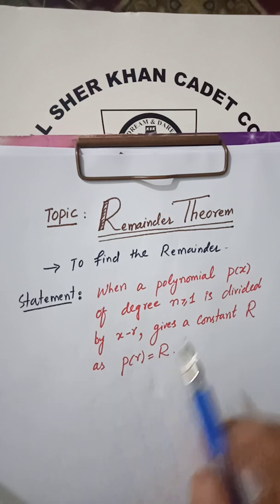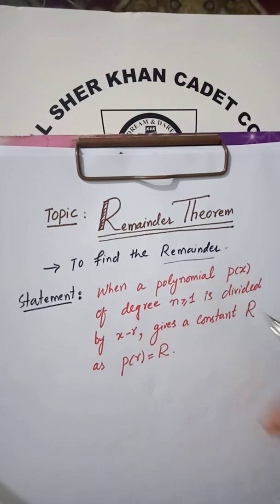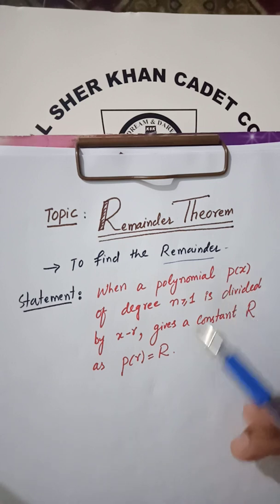Remainder theorem is used to find out a remainder when one polynomial is divided by another linear polynomial. So we will avoid the method that you already know, the long division method, to find out the remainder. We will use the statement of the theorem to find out the remainder.